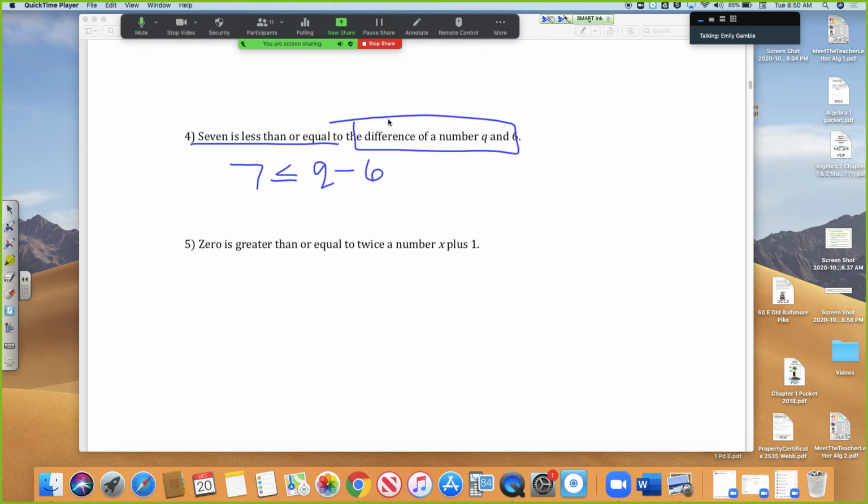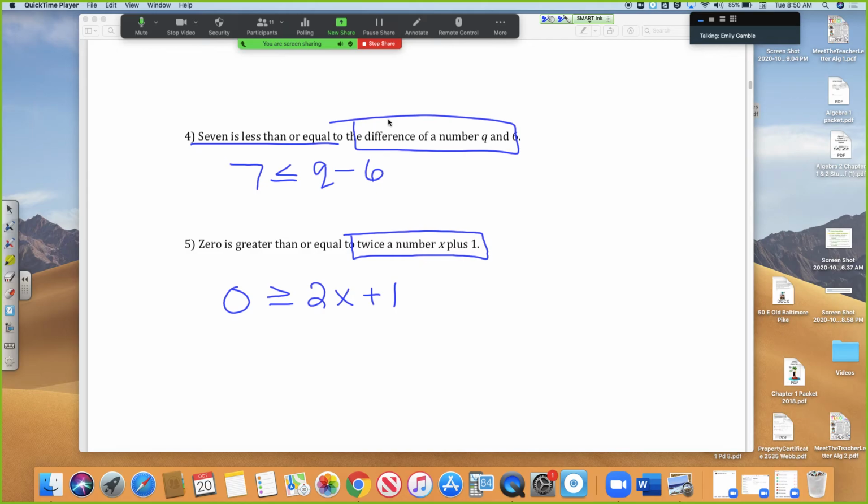And then number 5, 0 is greater than or equal to, and then twice a number x plus 1. What would twice a number x plus 1 look like? 2x plus 1. Perfect, thanks, Eli. 2x plus 1.